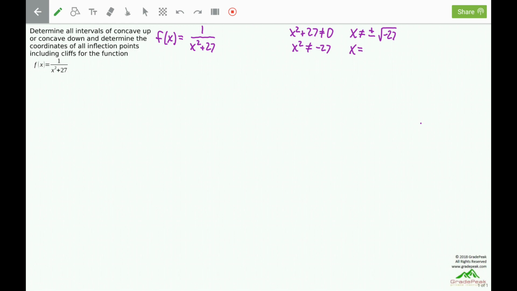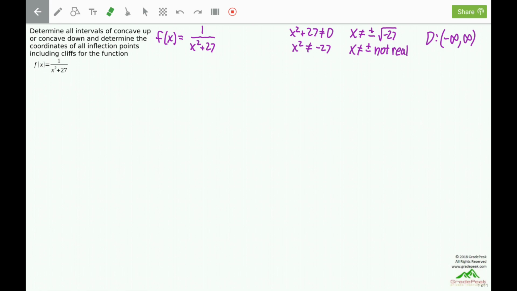Since it's an even root of a negative number, it's not a real number. So x cannot equal plus or minus a non-real number. Therefore, there are no real numbers that x cannot equal. The numbers that can't equal happen to not be real. So x can be any real number. So the domain will be all real numbers, or negative infinity to positive infinity.